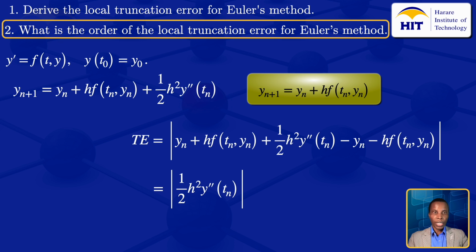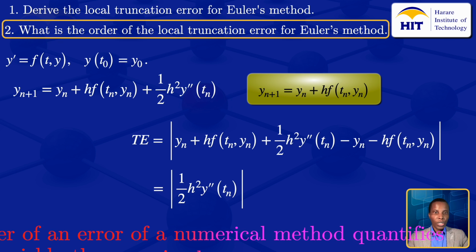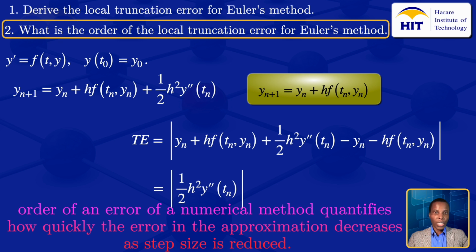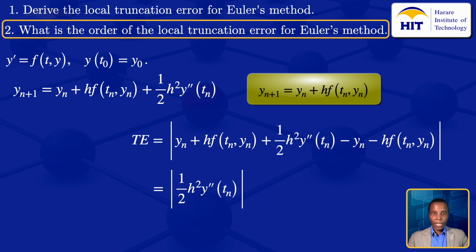I now move on to the next question there, finding the order of the truncation error. The order of accuracy of a numerical method quantifies how quickly the error in the approximation decreases as the step size is reduced. In this case, the error will be decreasing by an order of 2 because we have a square there. So our order there will be 2. We write it using this notation, big O of h squared. So that's the order of the local truncation error. It's of order 2.